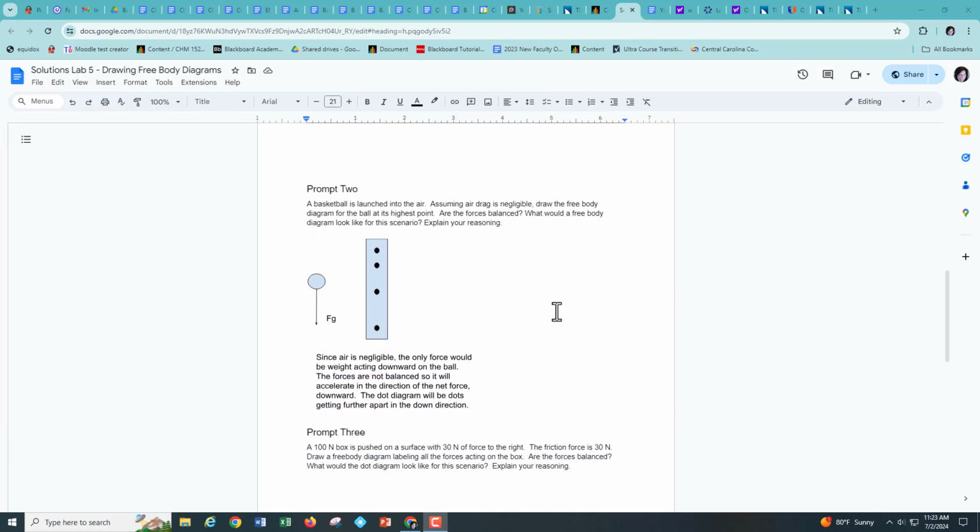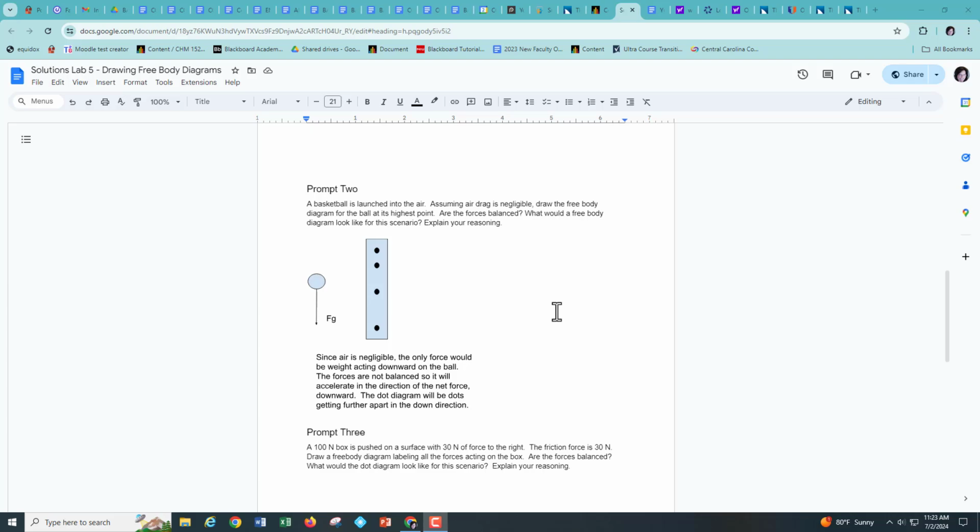For the basketball that's launched into the air, where air is negligible, when it's up at the top, there's only one force acting on it, and it's weight, because it's in free fall. That is the definition of free fall. So just like in your lab where they threw up all those different objects, the only force causing them to slow down on the way up and on the way down is weight. So there's only one vector.